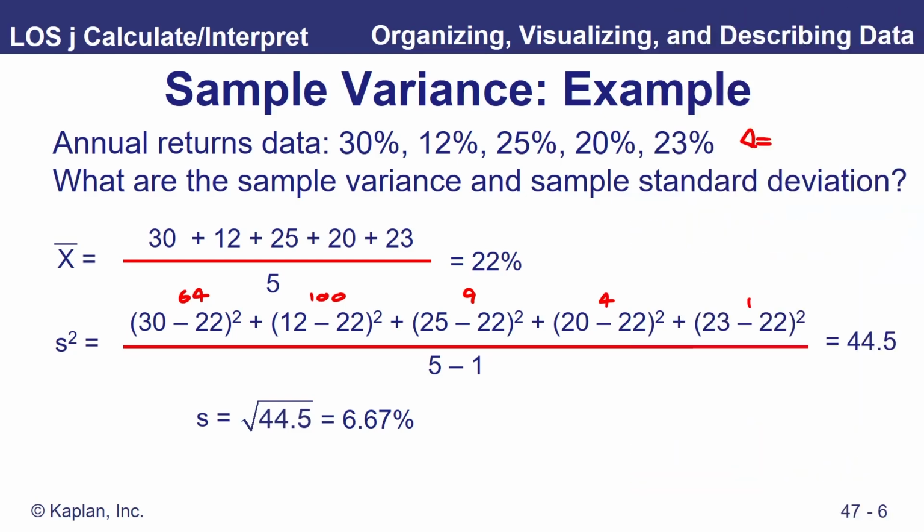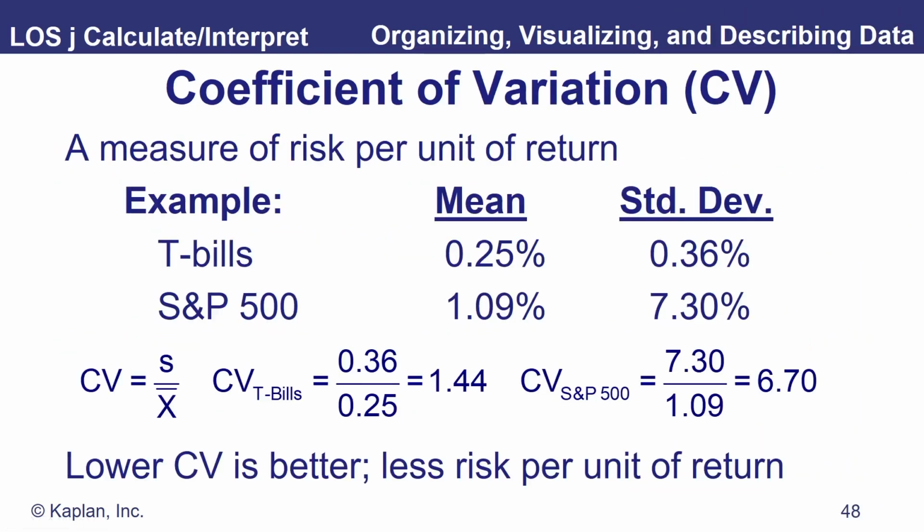Let me get rid of our calculator and then we can move on to our next slide. So our next computation is calculating and interpreting the coefficient of variation. Now, the issue with standard deviation is it's an absolute number, and it makes it very difficult to compare between distributions. So I've got two distributions here. I've got the distribution of T-bill returns and the distribution of returns on the S&P 500. Okay, and I've got their standard deviations, but they're not directly comparable.